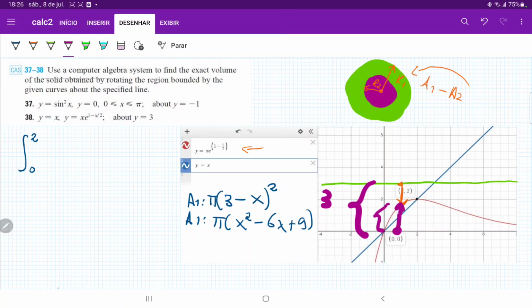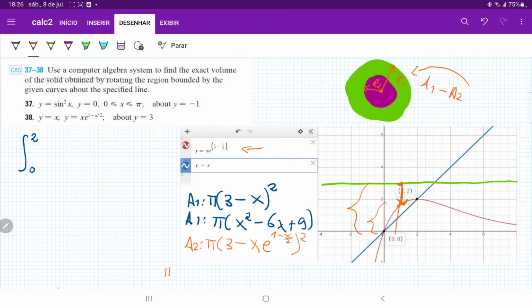So 3 minus the height of the red function will give us this orange little arrow that we want. So a2 is going to be this distance here, this 3, minus the height of the function. If we remove that, we get the downwards pointing arrow. So it's pi times 3 minus x e to the 1 minus x over 2, squared. Now let's FOIL this out.